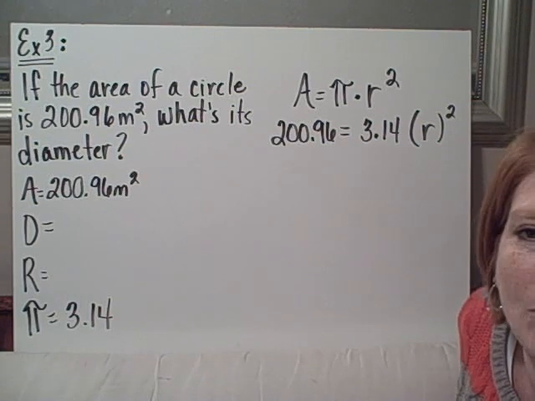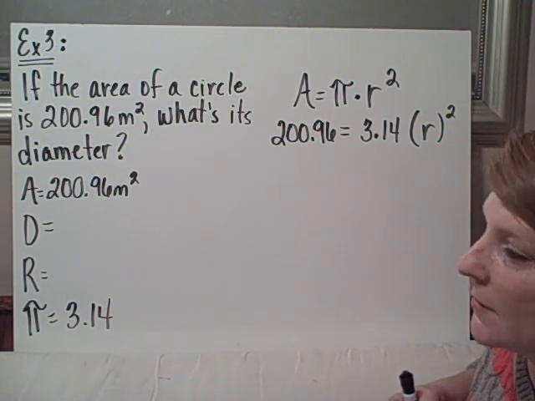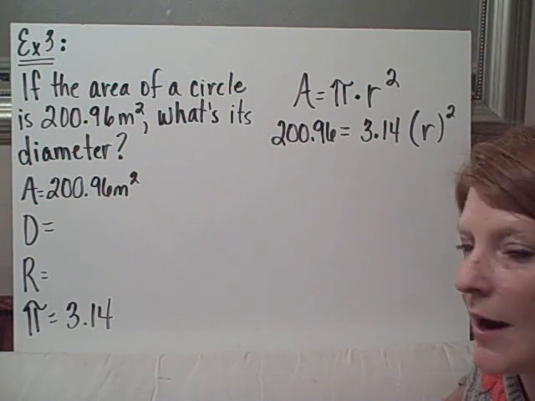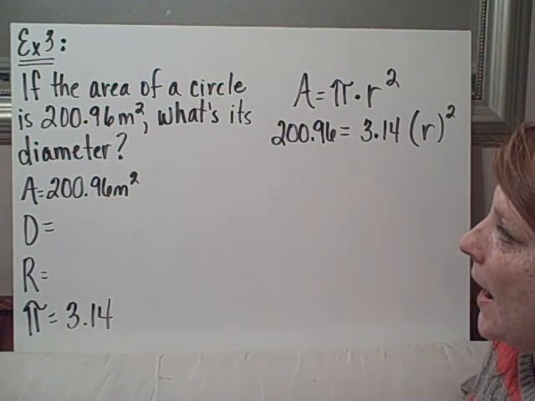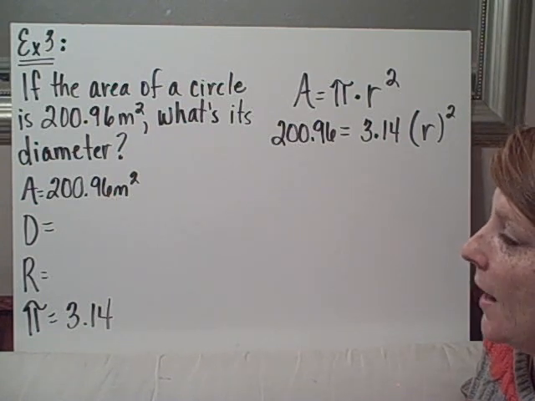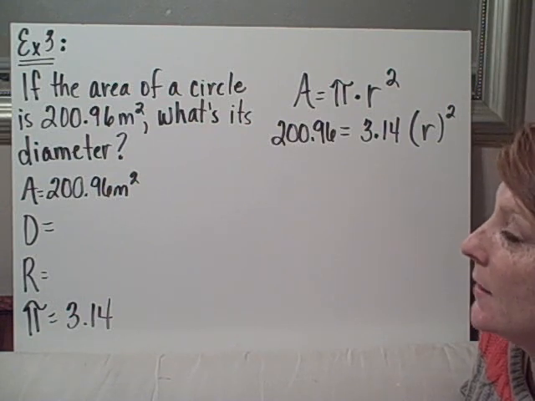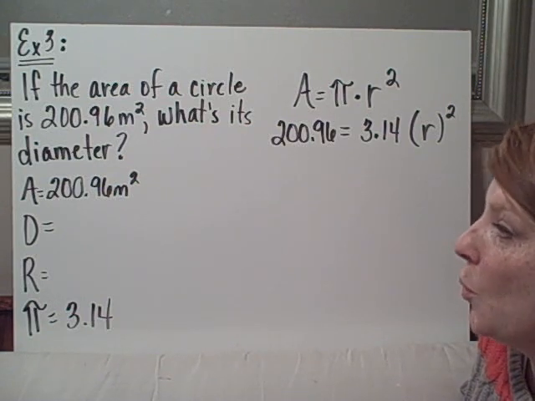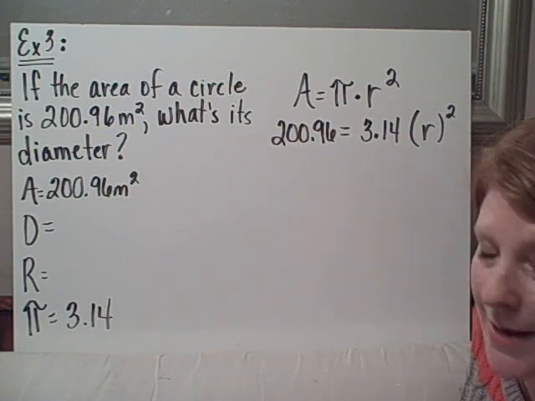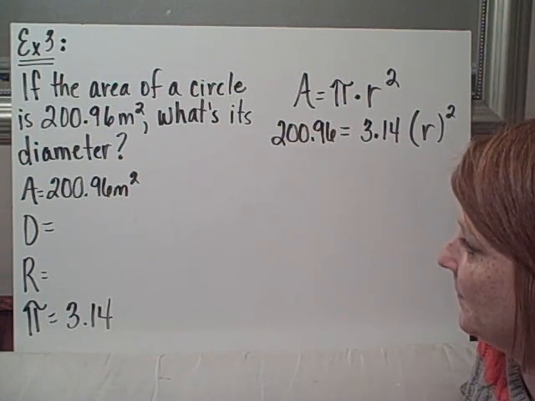Our last example is going to require us to do a little algebra and work backwards. If the area of a circle is 2.96 meters squared, what's its diameter? Excuse me, I'm getting tongue-tied.